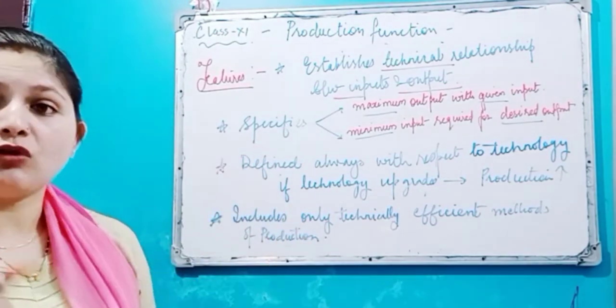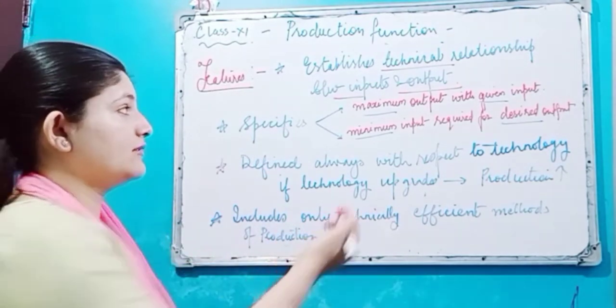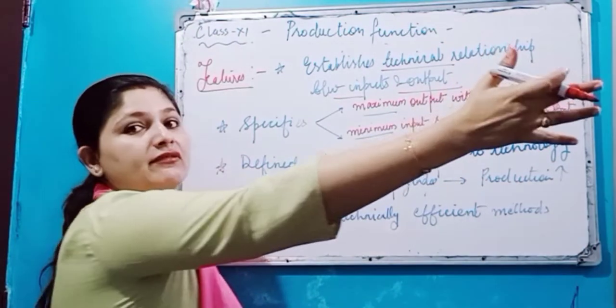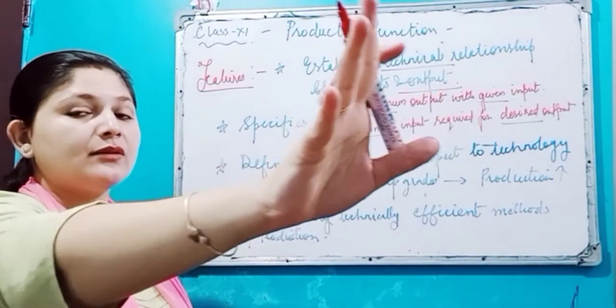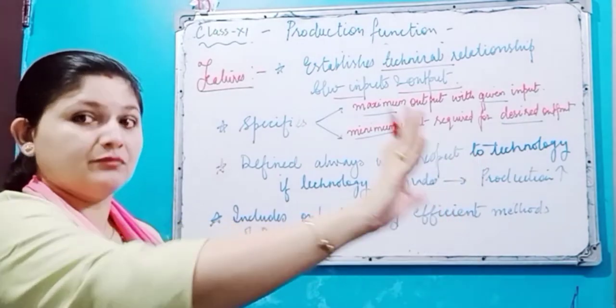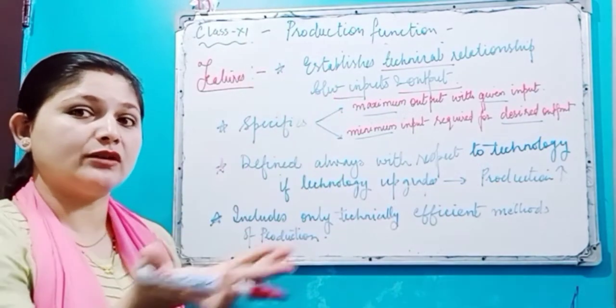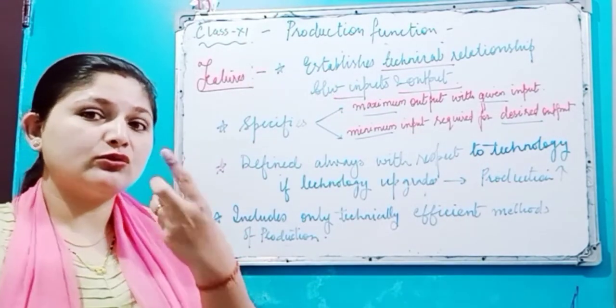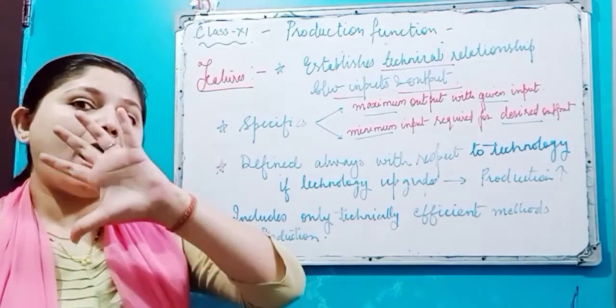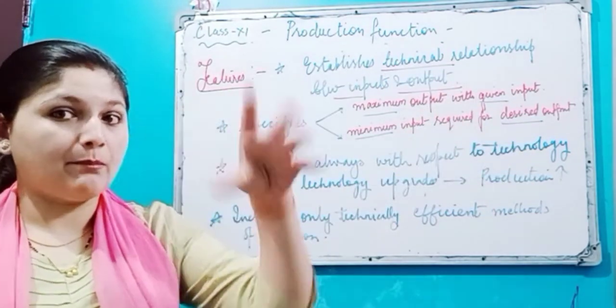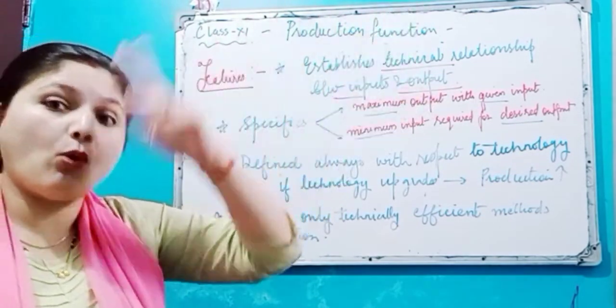Then second thing, what does it specify? It specifies the maximum output with the given input. 2 labors, 2 capital can produce how much of cake? Maximum output which can be produced with the given input. If I have 2 labors, 2 capital, how many cakes can I bake using them? Maximum how many can I make?